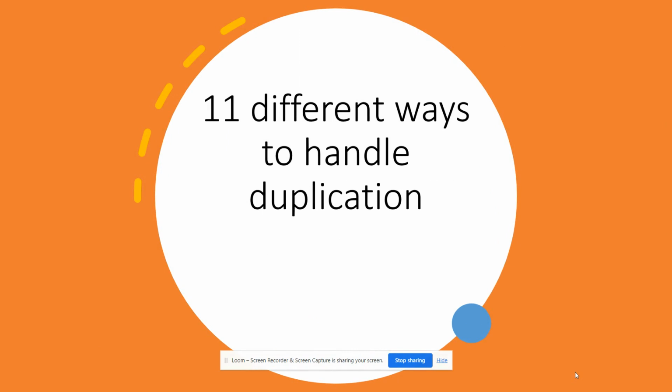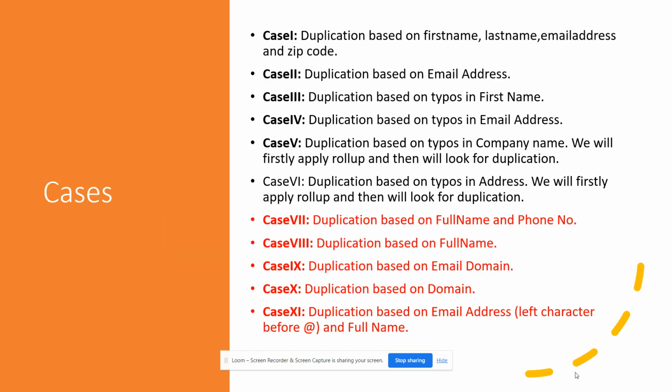Today in this video we will continue discussing 11 different ways to handle duplication. In my last two videos we have covered cases from 1 to 6, and in today's video we will cover cases from 7 to 11, which is duplication based on first name, full name and phone number, email domain, and email addresses with the characters before the at-the-rate and full name. So I will cover all this in detail.